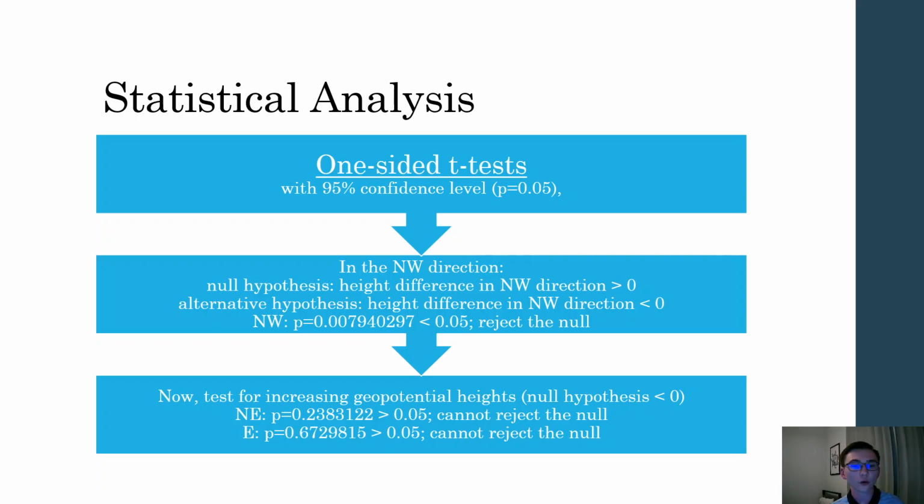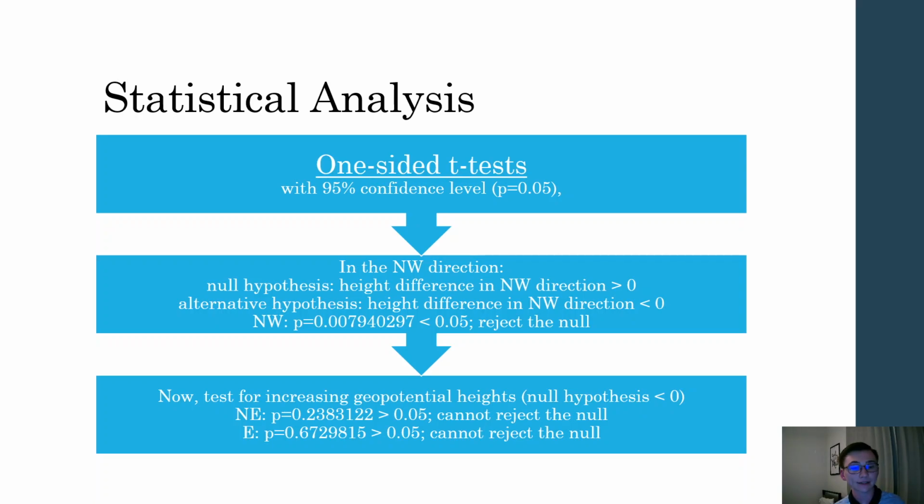in the northwesterly direction. The null hypothesis was that a height difference in the northwest direction greater than 0 would indicate heights are increasing, but the alternative hypothesis was a height difference in the northwest direction decreasing, less than 0. Probabilities came out to be less than the probability level of 0.05 within that rejection zone, so we could reject the null, saying that yes, the heights do decrease to the northwesterly direction of the tropical cyclone center.